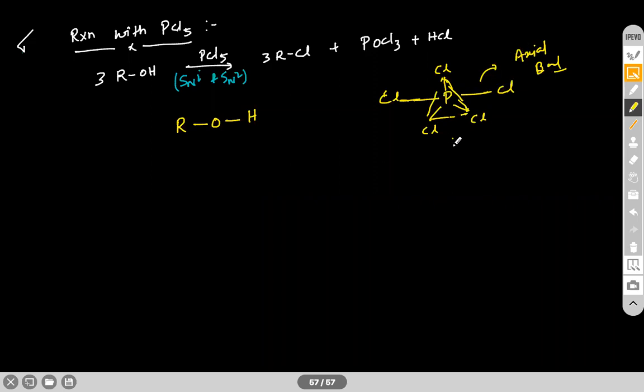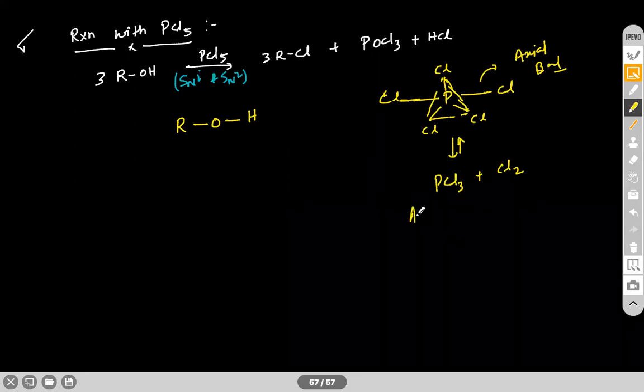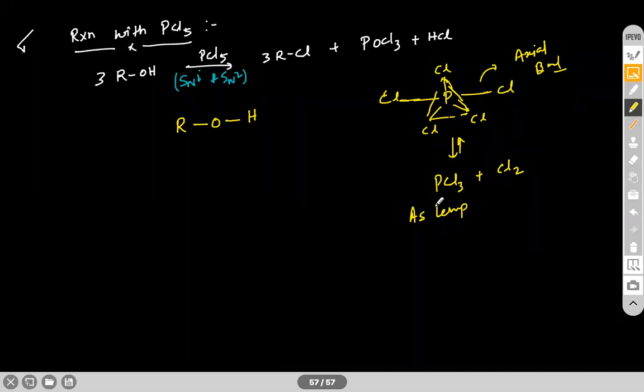Okay, and that is why this PCl5 easily dissociates into PCl3 and Cl2, right? And this conversion increases, the reaction goes in the forward direction as temperature increases. More temperature, more amount of PCl3 you'll get. Okay, that you also keep in mind. Not that important, but just information. As temperature increases, the amount of PCl3 formed also increases. Correct?